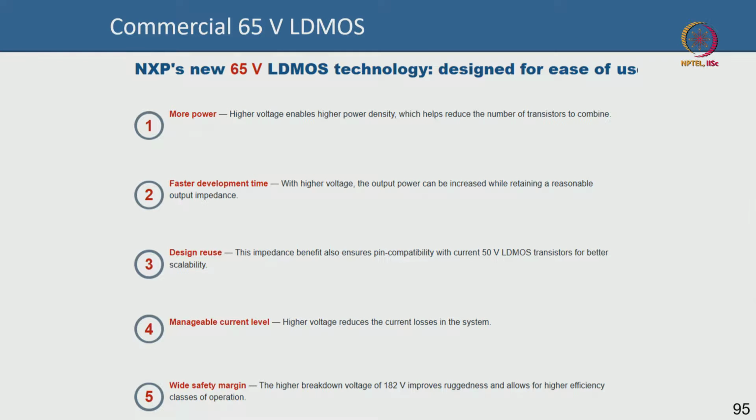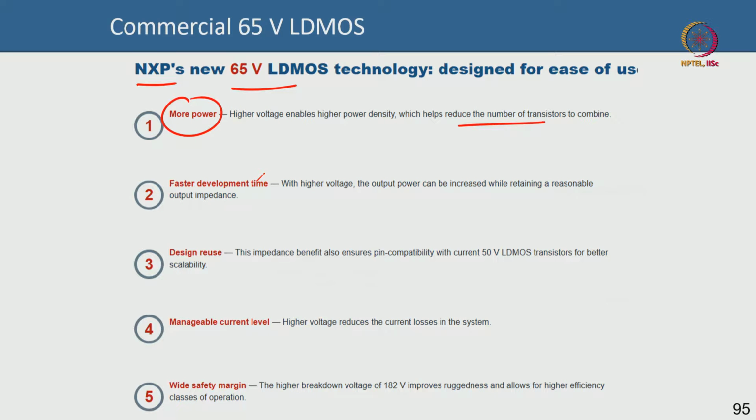This is another LDMOS from a company called NXP, and they have launched a 65 volt LDMOS, which means you can bias the LDMOS at 65 volt. If you can bias it at 65 volt, its breakdown is over 120 or 130 volt, and because of the higher biasing voltage you are going to get more power. You get more power density, so you reduce the number of transistors you need to combine to get a specific absolute power. That means faster development time, fewer design issues, and so on.